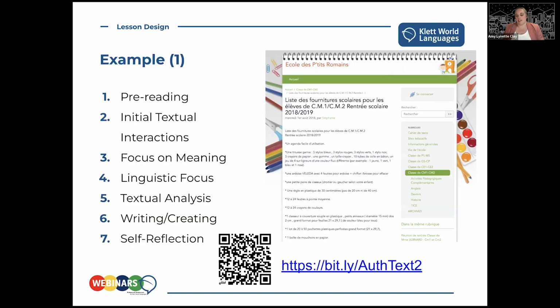Let's try this with a text that we can use for beginners. So I have a QR code here for you and a short link. So you can use bit.ly/ and you have to use capitals here, AuthText2. And that's just going to take you to this text so that you can see it in context.